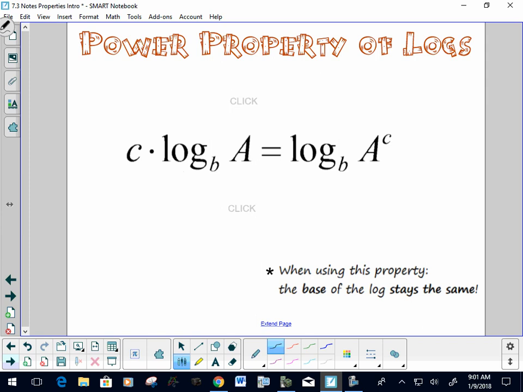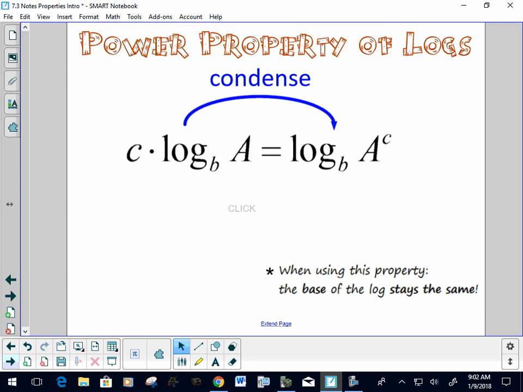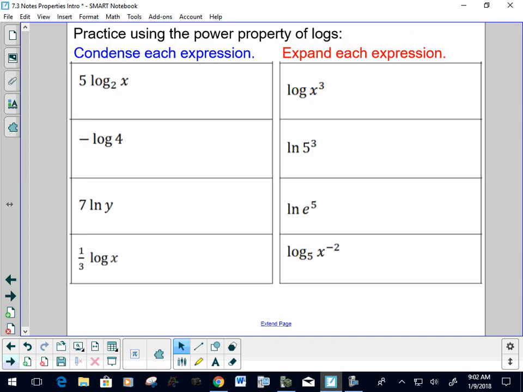Okay, we have one final property. It's called the power property of logs. So if we have c times the log base b of a, that's exactly the same as the log base b of a to the c power. So this is kind of a weird one. It's like you can bring that coefficient up as a power. So just like the other rules, we can do something called condensing. That's when you bring that power up. Or we can do something called expanding, which is when we bring the powers down. And again, with this property, same as with the others, the base stays the same.